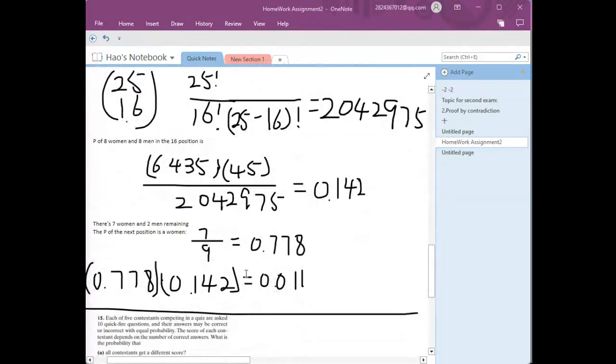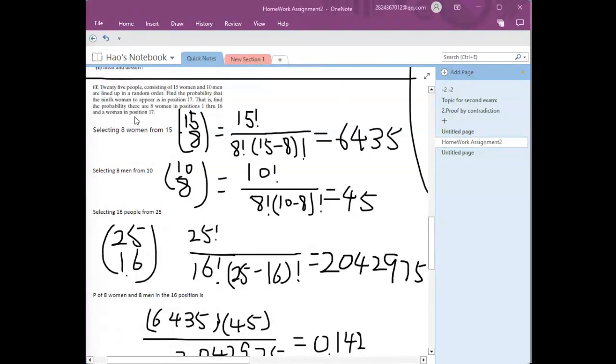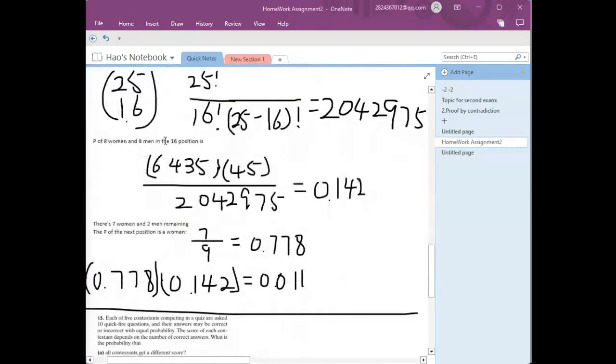Why do we have to keep going? Because this is for 16 already, and we want to find one woman in position 17. Okay, got it. So there are 7 women remaining and 2 men remaining. So the probability that the next position is a woman is 7 out of 9. So you multiply it to get the result. So it's about 1%.